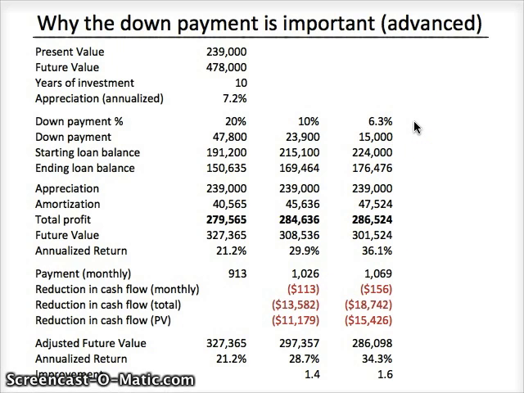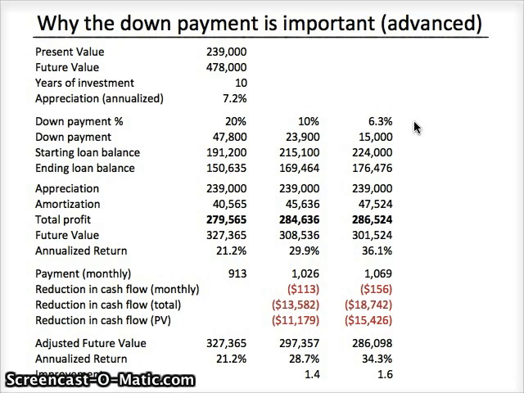So for the lowest down payment that we looked at, it's $15,000. So we'd have a starting loan balance of $224,000 and an ending loan balance of $176,500. So the appreciation again is $239,000. The amortization is a pay down of $47,500, and so we'd have a total profit of $286,500. The future value of our investment is $301,500, which gives us an annualized return of 36%.